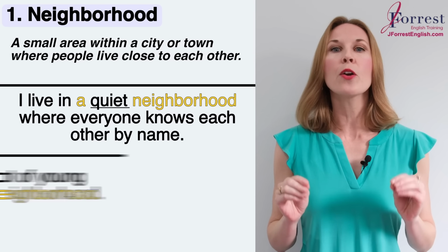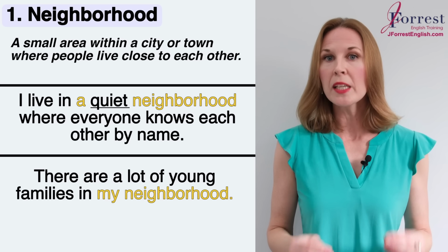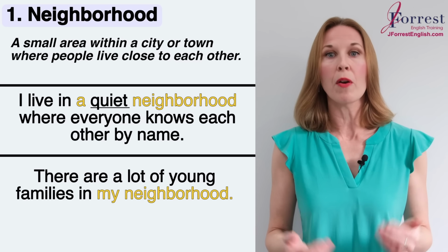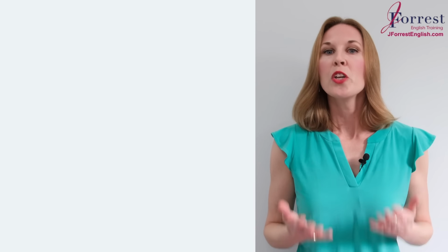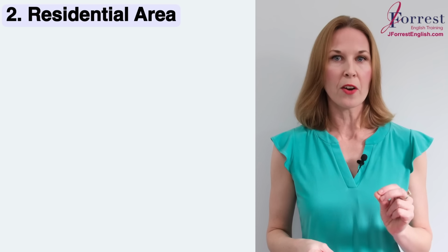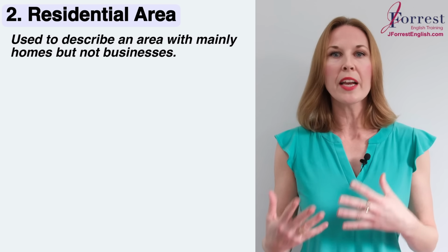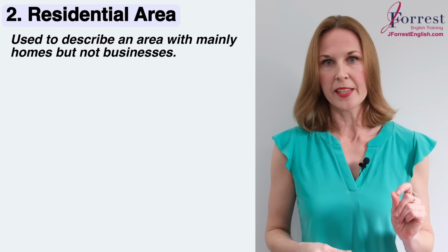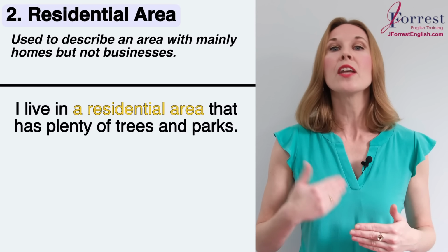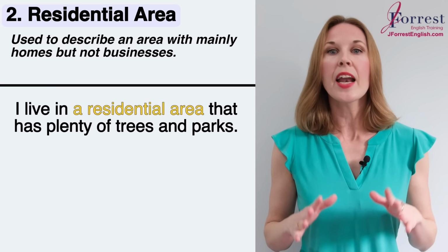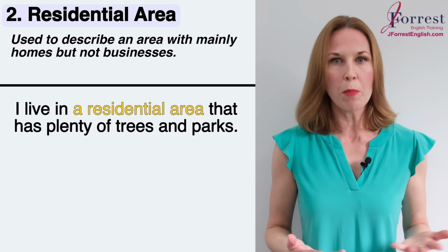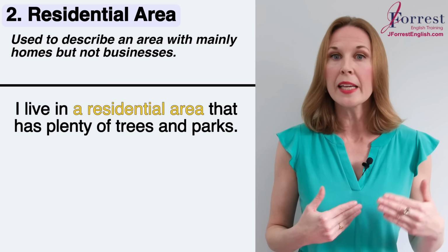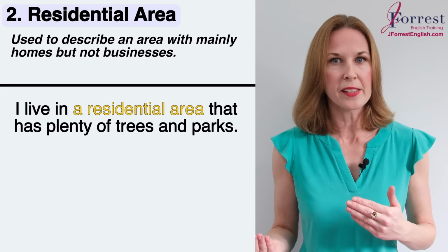Or you could say, there are a lot of young families in my neighborhood. So you can use that possessive pronoun, my neighborhood. You need to know a residential area. This is used to describe an area with mainly homes, but not businesses. So you can say, I live in a residential area that has plenty of trees and parks. So the interviewer knows that you live in an area with mainly homes, not businesses.